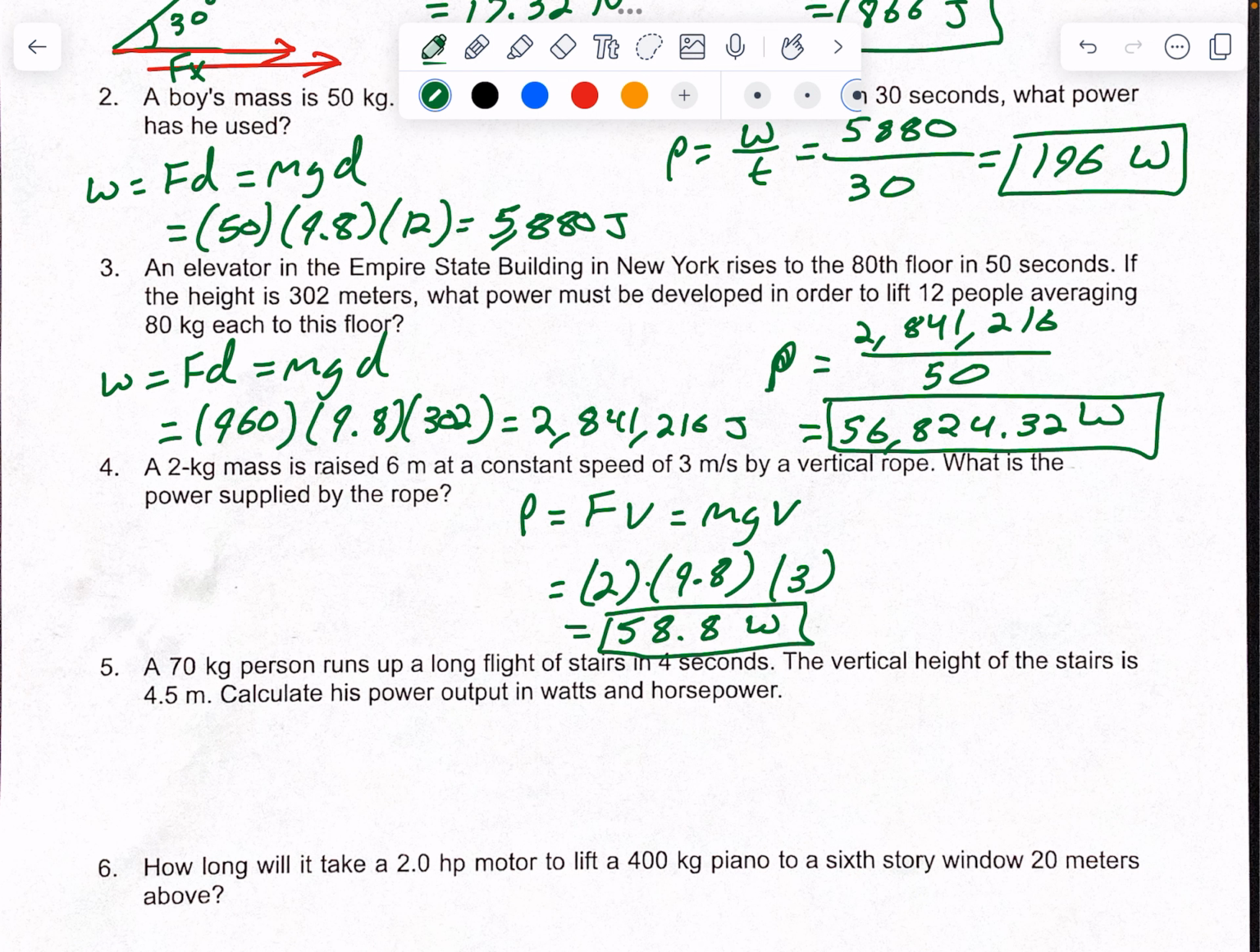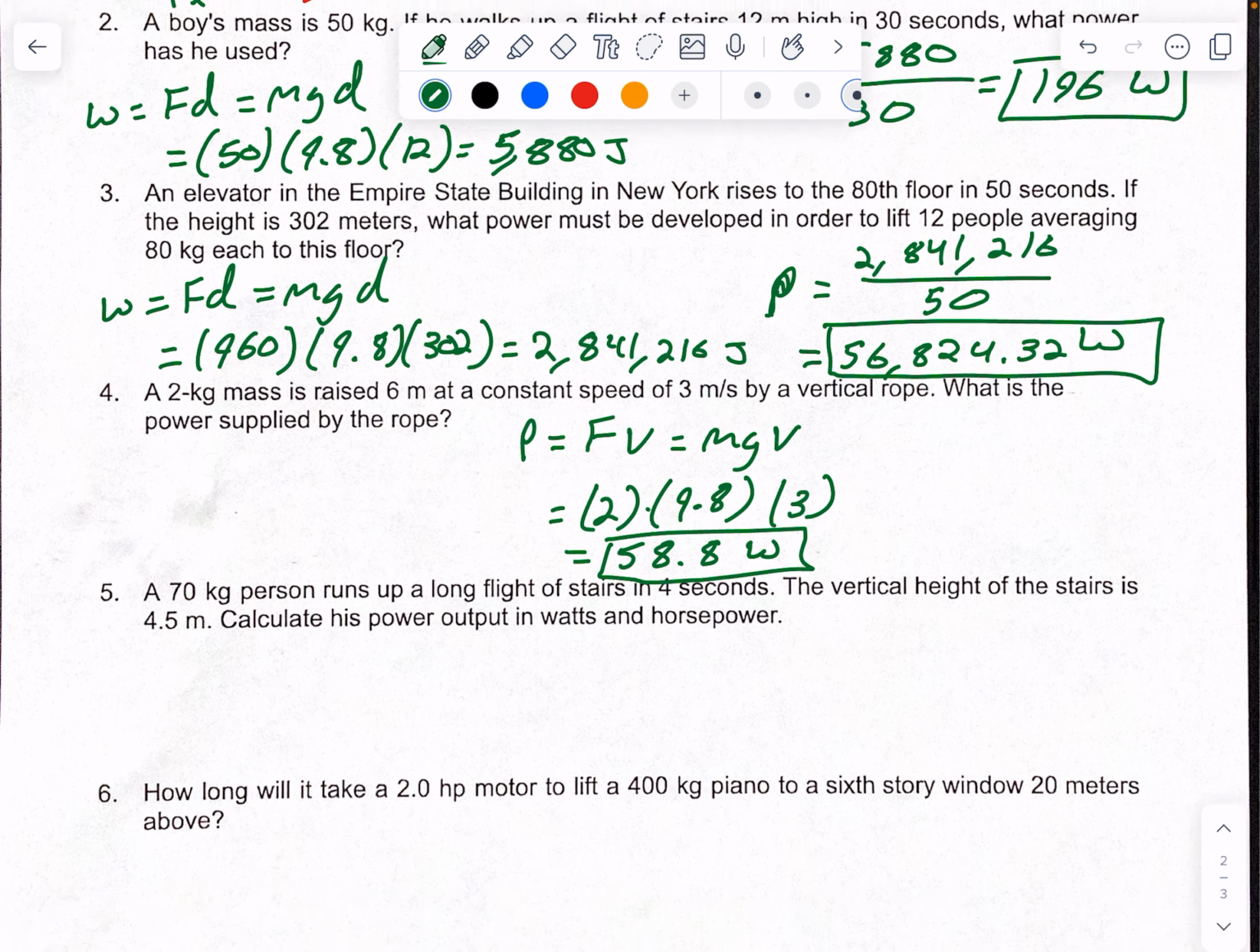So we didn't even need that 6 meters. Could you have used it another route? Yes, you could have, but that takes longer and it's more complicated. So this way, we're just doing force times velocity.